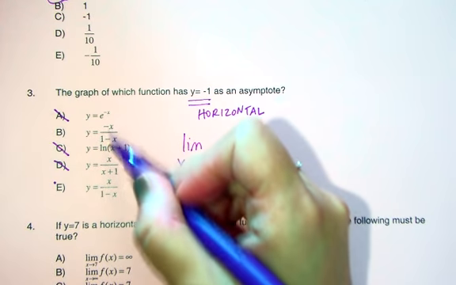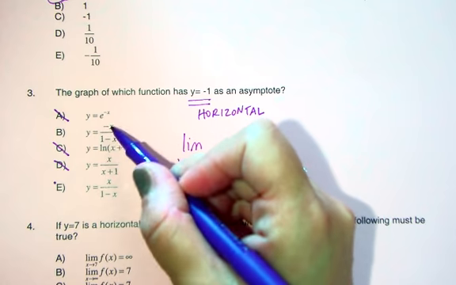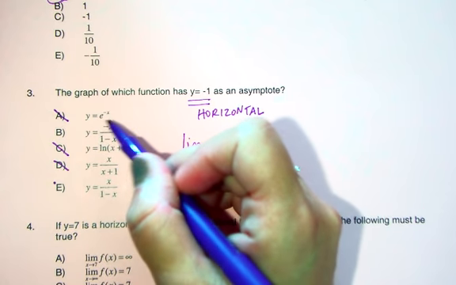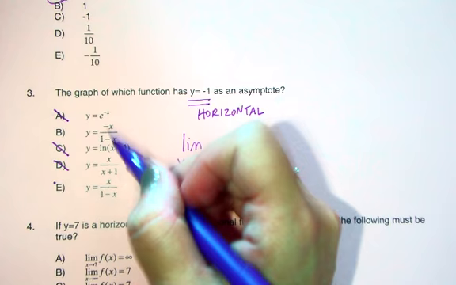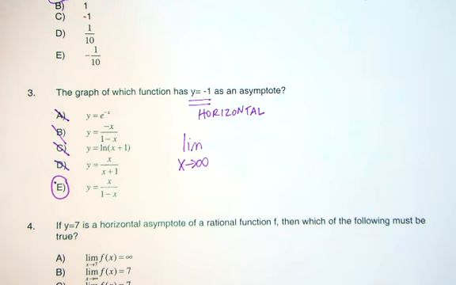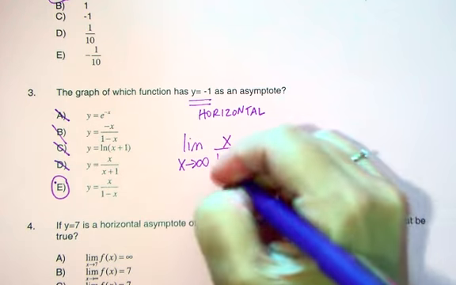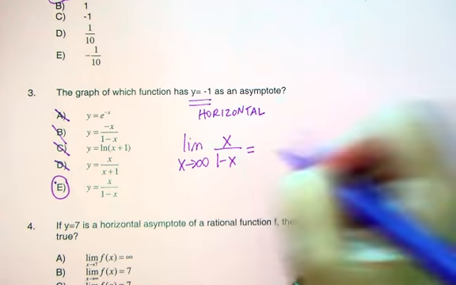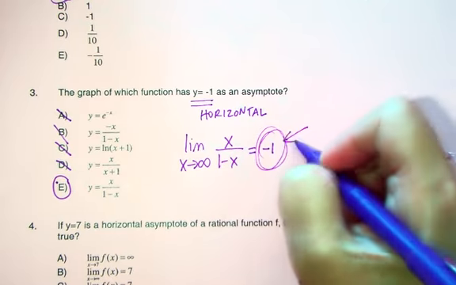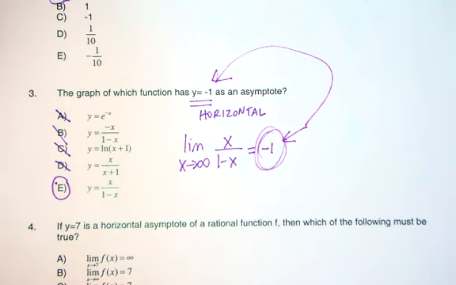So for this function, if we take the limit as x approaches infinity, the answer is 1, right? Because the degrees match. So it's not B. That's why it must be E. Cool. Well, what's the ratio of the coefficients in this one? It's -1, right? And that is the asymptote.